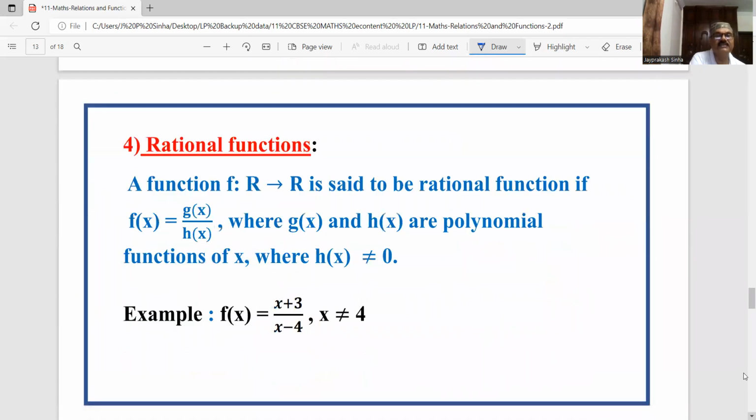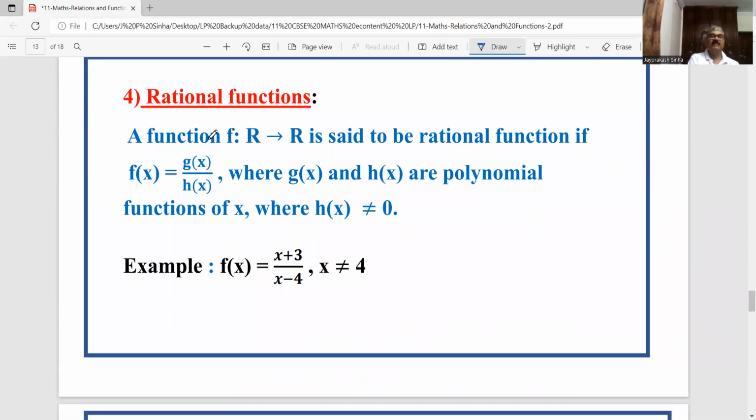Now rational function. A function f from R to R is said to be a rational function if the function f(x) is of the form g(x) upon h(x). It is the ratio of two functions, so it is called a rational function, where g(x) and h(x) are polynomial functions of x and where h(x) is not equal to 0.